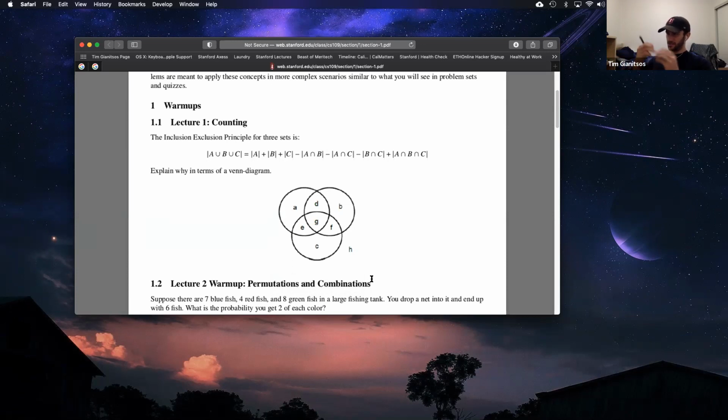The same kind of reasoning you can apply to larger numbers of sets, but we're not going to hold you accountable to much more than this in class.